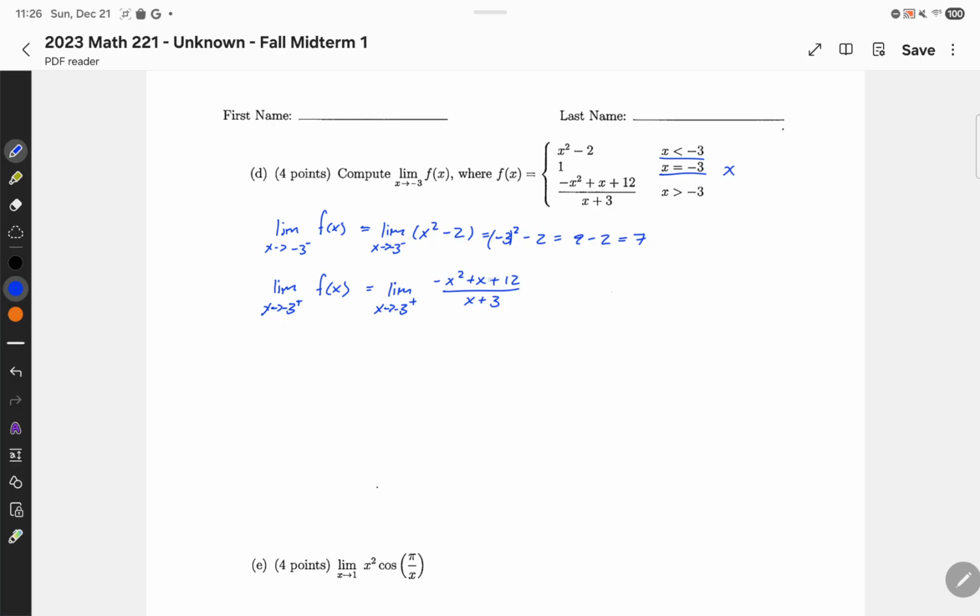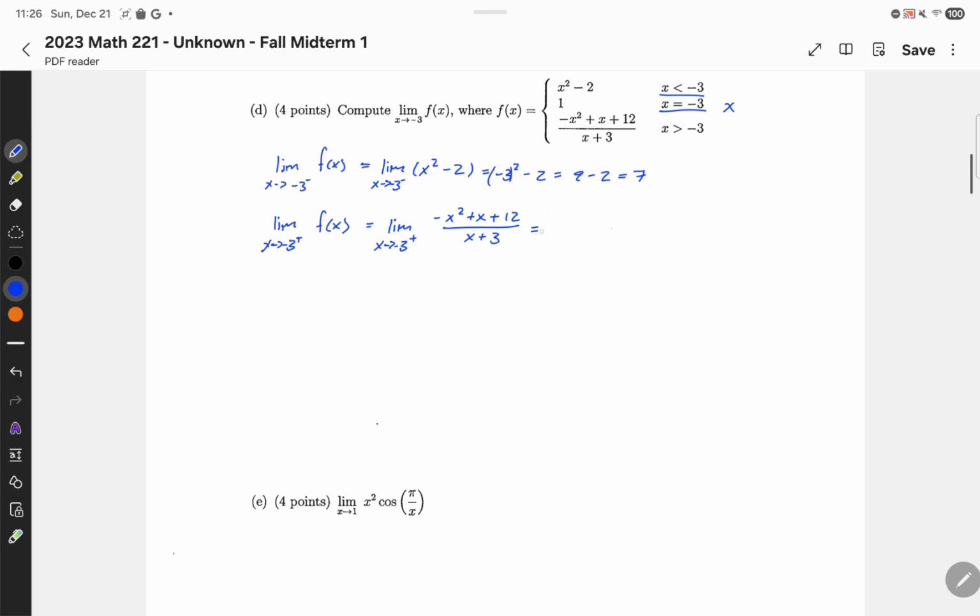So we're going to get minus 9 minus 3 plus 12, which is going to be 0. And then on the bottom, we're also going to get a 0, which I can go ahead and write out. So this is going to be minus 3 squared minus 3 plus 12 all over minus 3 plus 3, which is minus 9 minus 3 plus 12 over 0, which is 0 over 0. So this is an indeterminate form, so this tells us we need to simplify.